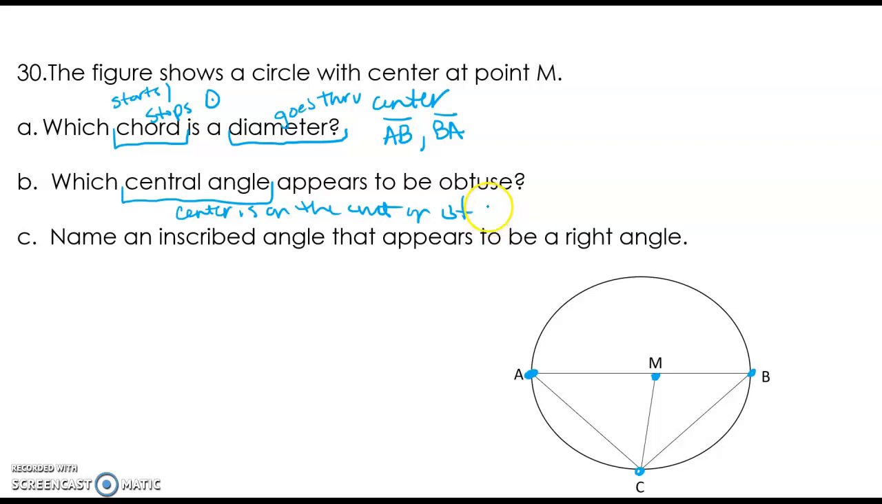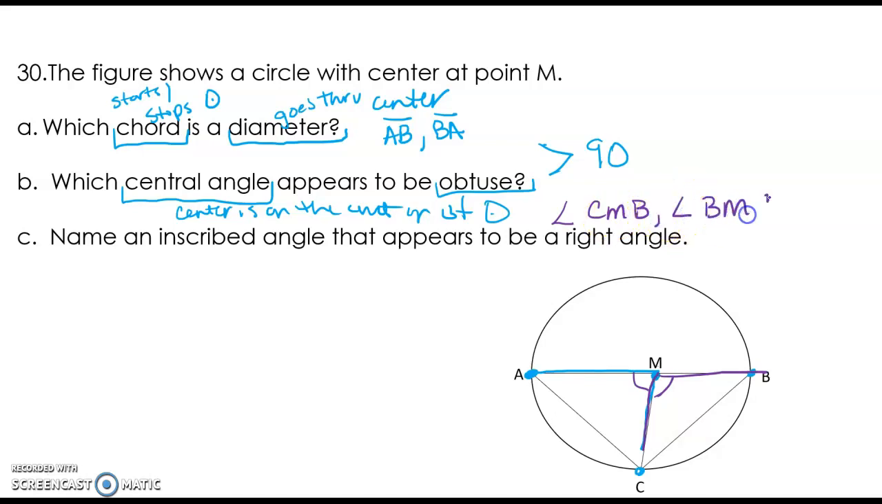Okay, speaking of, which central angle, which means the center is on the center of the circle, appears to be obtuse, so that's greater than 90. So let's see, this is the center of the circle, so we're looking at either this one or this one, right? So this looks like it's less than 90, but this looks like it's more than 90. So I'm going to go with, it says appears, so looks like CMB, and M has to be in the middle, or you could do BMC.